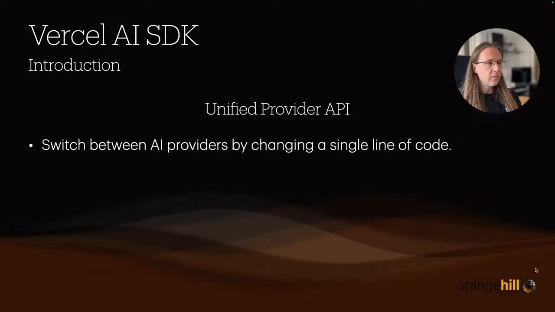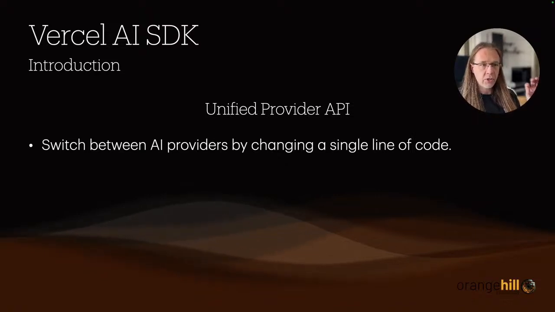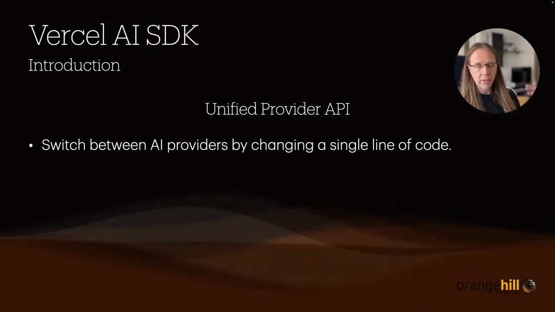So it has this unified provider API, which means that you can easily, just by changing one line of code, switch between different AI providers. You can start by using, whatever, OpenAI, and then end up using Google or Anthropic.